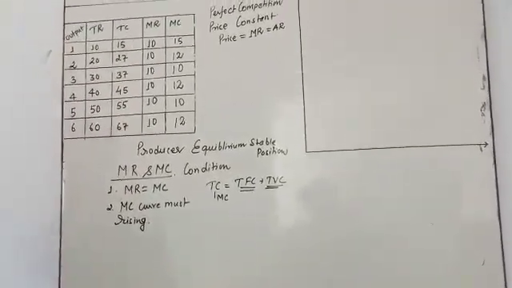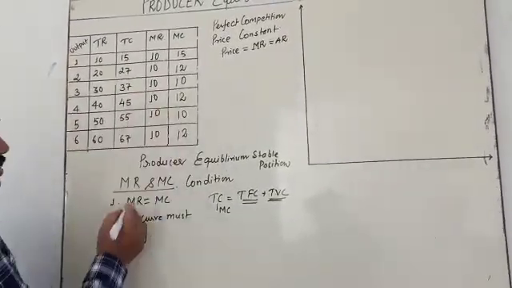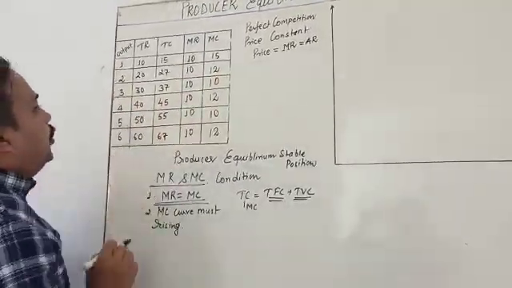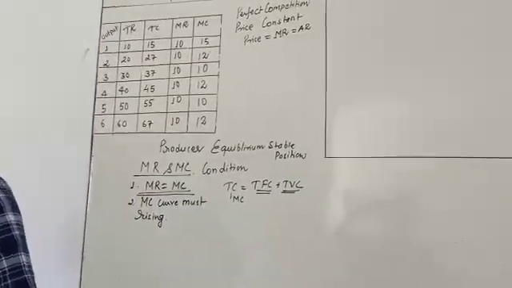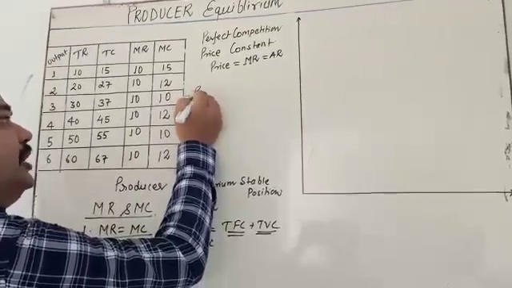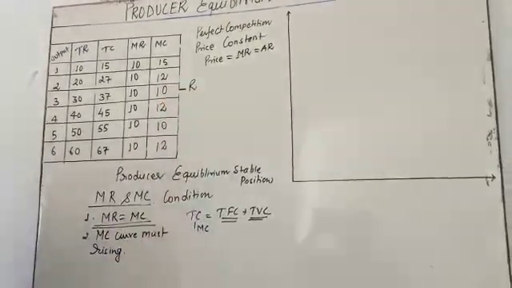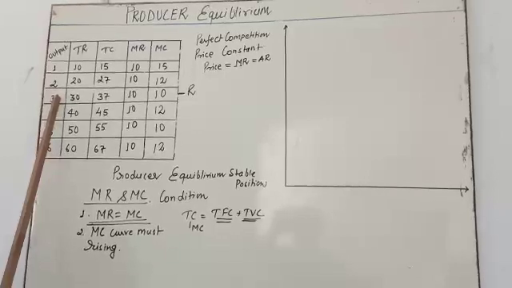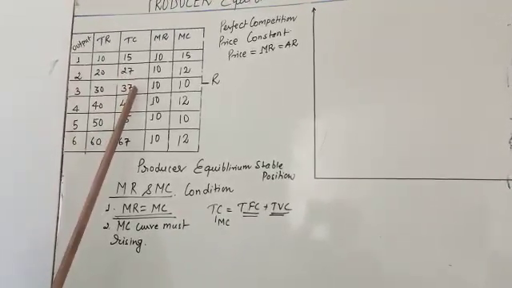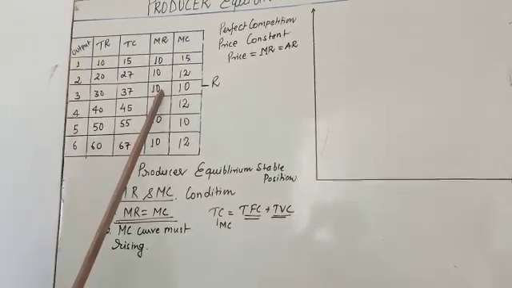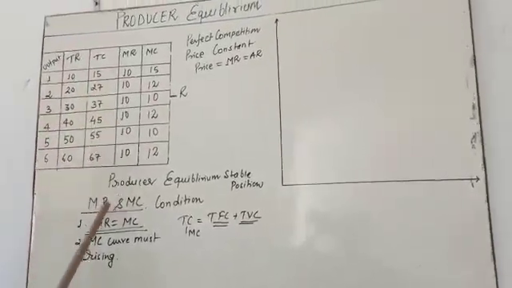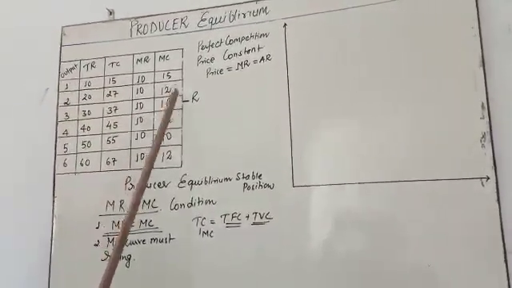Where is the position where MR and MC are equal? Here, in this situation, you observe, suppose I am taking R. When the firm is producing 3 units, total revenue is 30 and total cost is 37. It is the situation in which marginal revenue is equal to marginal cost, so our first condition is fulfilled here.